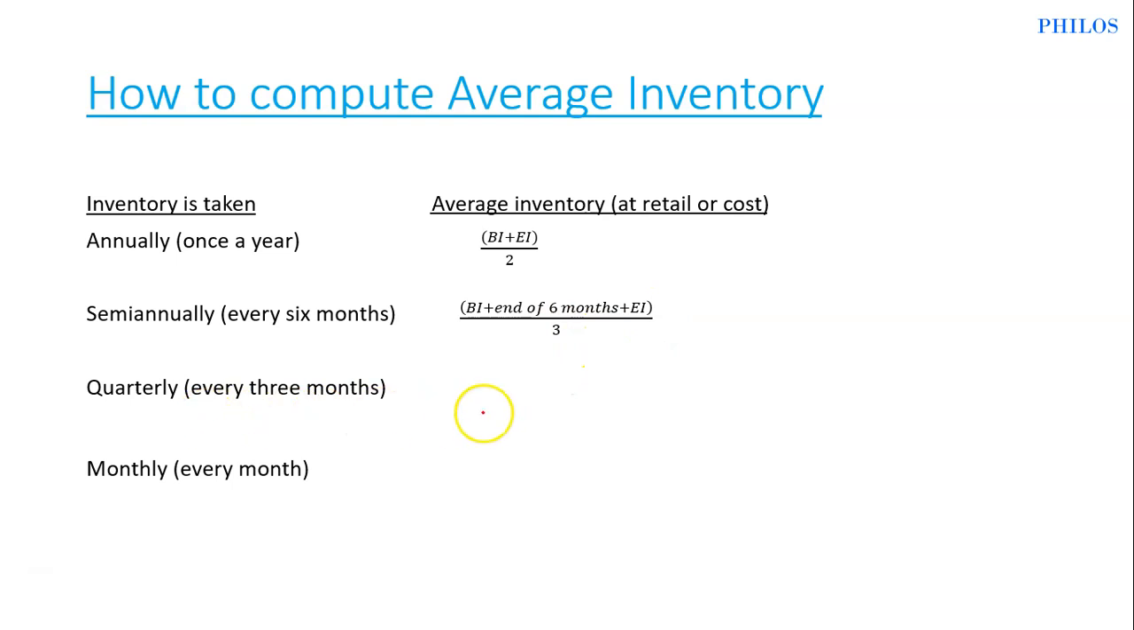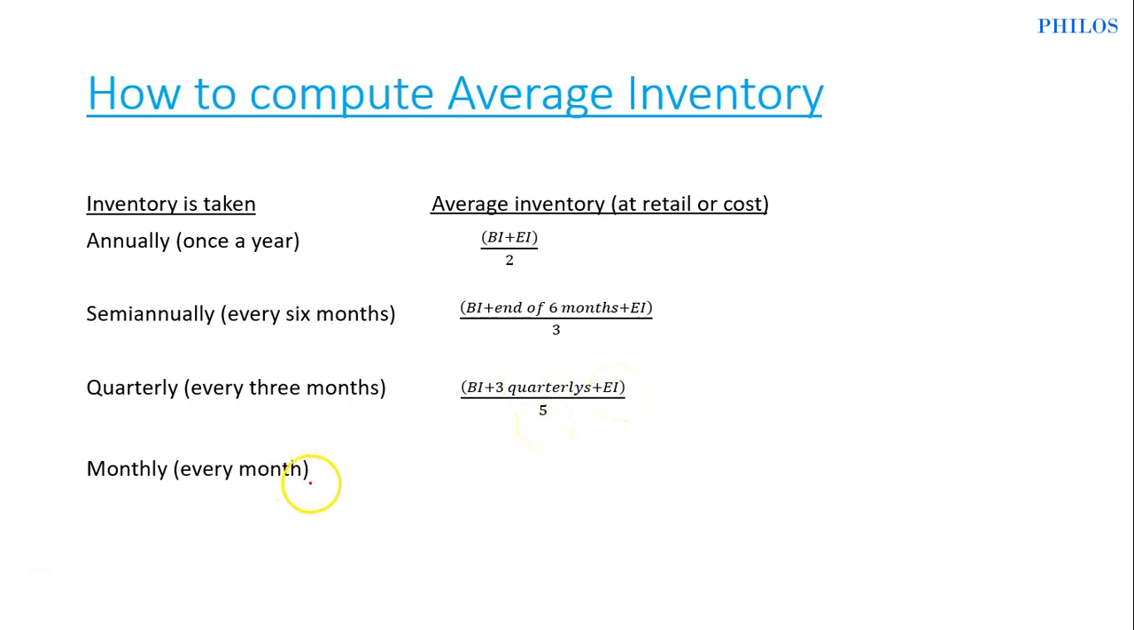And then for quarterly, the formula for average inventory is beginning inventory plus 3 quarterlies plus ending inventory divided by 5. The reason we divide by 5 is that beginning inventory is 1 and there are 3 quarters we will put together. Quarter 1, quarter 2, quarter 3, making 4. Plus ending, that's 5. That's why we divide it by 5.